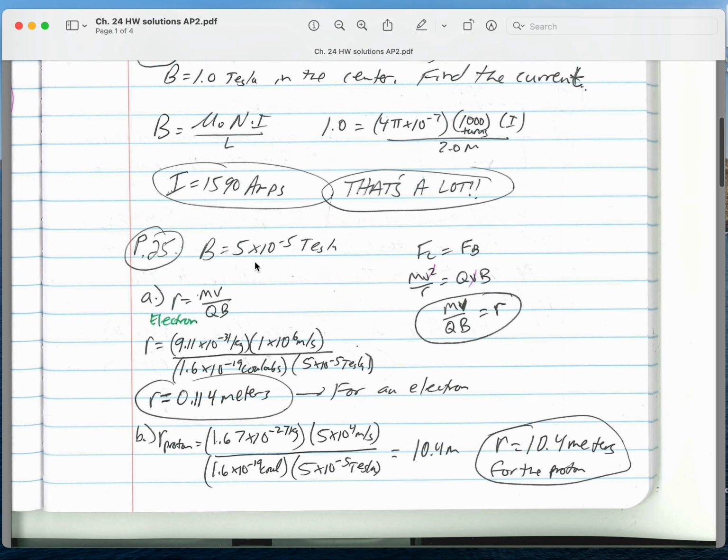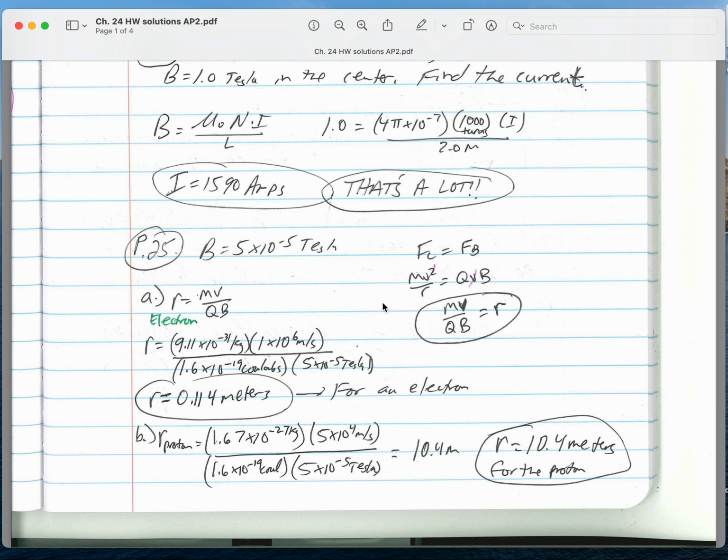For problem 25, you're given a field strength and you're asked to find the radius of an electron and proton going through the Earth's magnetic field, which has this field strength approximately, if they're going certain speeds as they hit the atmosphere. The mass of an electron is on your formula sheet, and the charge of an electron and a proton both is 1.6 times 10 to the negative 19th coulombs. You should know that by now from things we've done, but if not, that's also on your formula sheet.